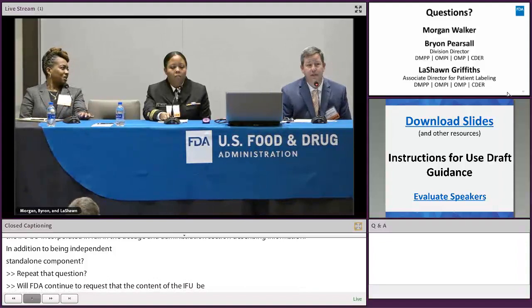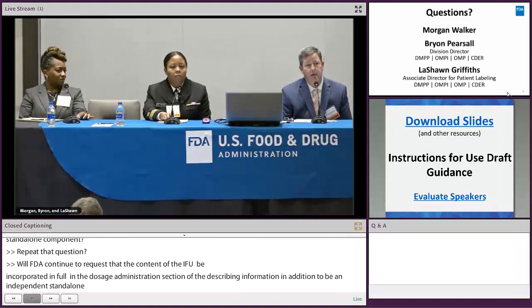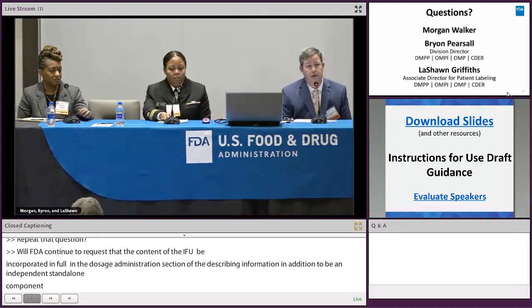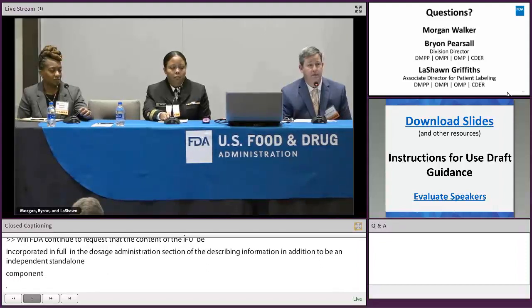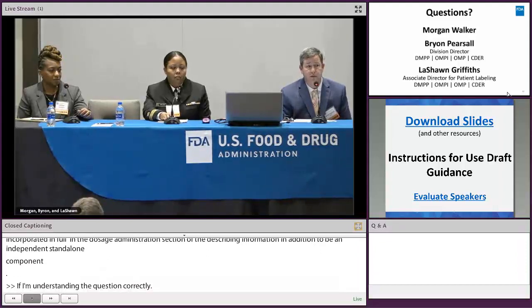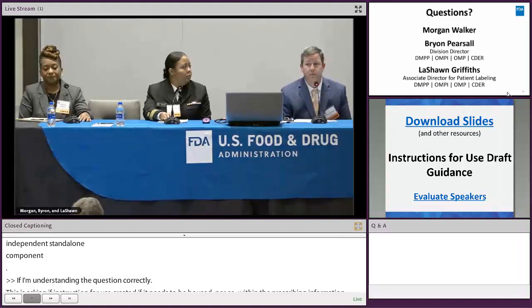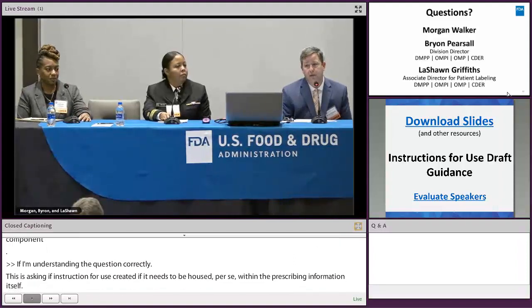If I'm understanding the question correctly, this is asking if an instruction for use is created, if that needs to be housed, per se, within the prescribing information itself. When an additional instructions for use document is created, it is not required to have that placed in the dosage and administration section itself. That instructions for use document would be a standalone. There will be information within the dosage and administration section as well.